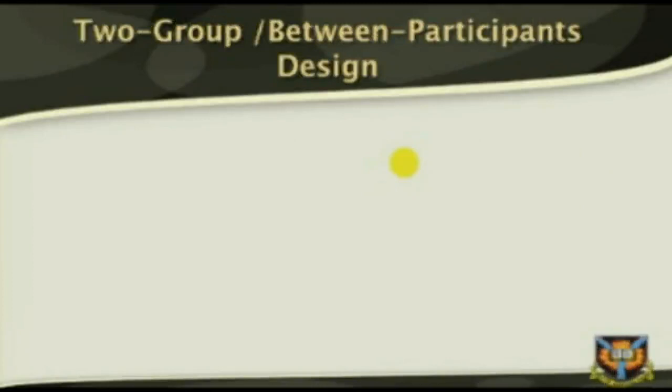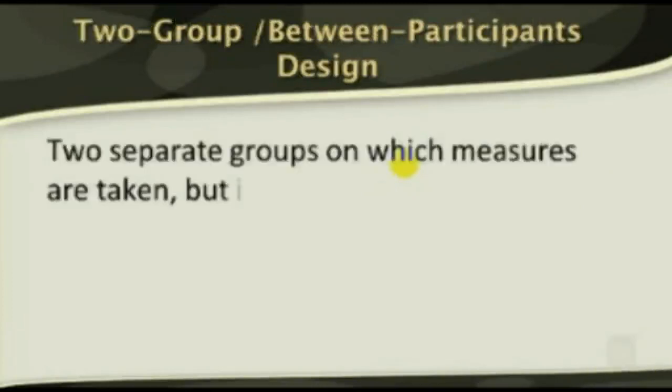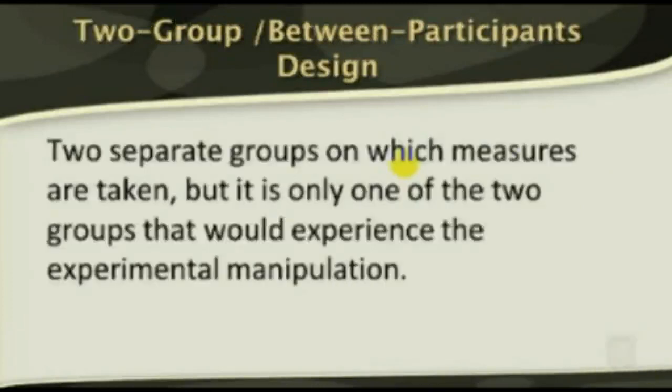Two-group or between participants experimental design. In two groups or between participants experimental design, there are two separate groups on which measures are taken. But it is only one of the two groups that will experience the experimental manipulation. Participants in each group are different. That is, different people serve in the control and experimental groups.